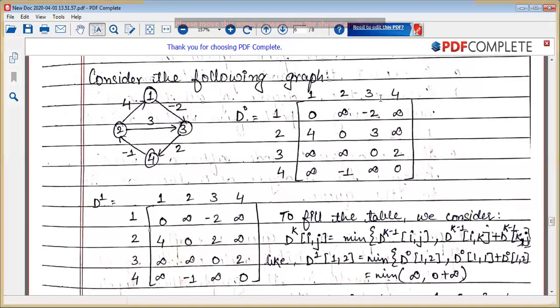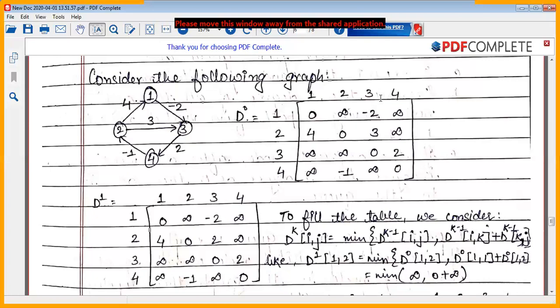Similarly, go for 3, 4. 3, 4, check the value. From D0 we have 2, and then break the path into 3, 1 and 1, 4. So 3, 1 is infinity. Infinity, whatever you add, will remain infinity. So the minimum is 2. Similarly, we need to fill up the table for 4. Infinity remains as it is because this is the first column.